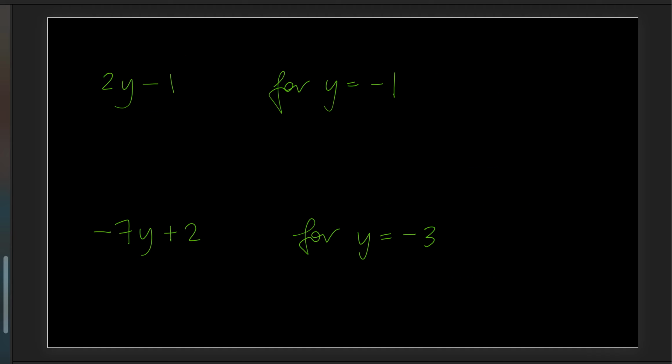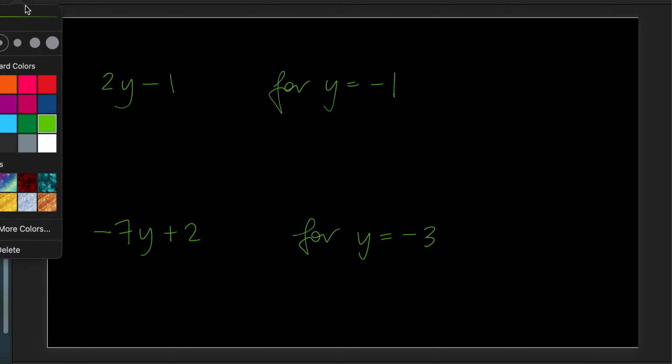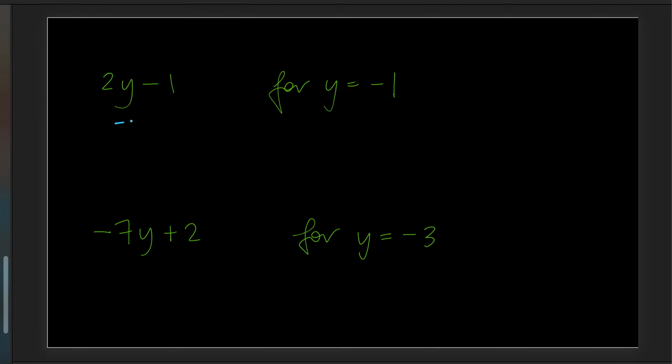Okay, next, these were not so long. So we have 2y minus 1 for y equals negative 1. And we're to evaluate these, and we're given the value of y. So y is negative 1 because we're given that. So what I'm going to do is plug in negative 1 right where I see a y.